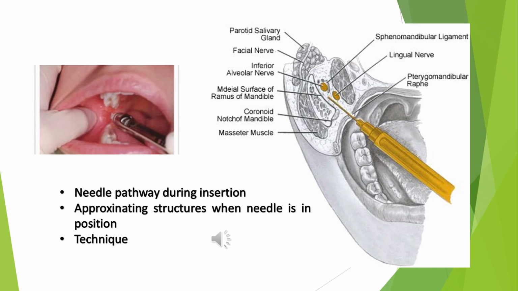But it should be anterior to the deep part of the parotid gland, medial to the inner ramus of the mandible, and lateral to the lingual nerve, internal pterygoid muscle, and sphenomandibular ligament.